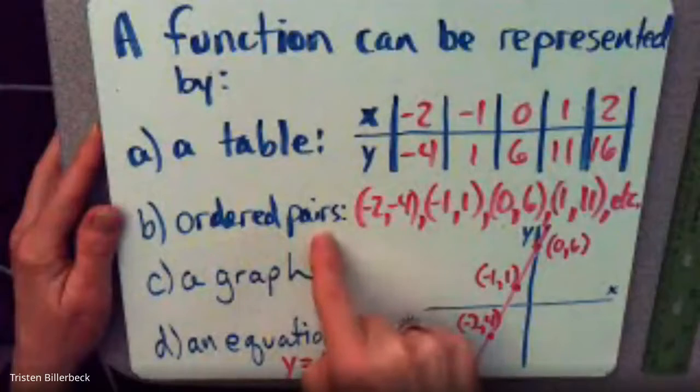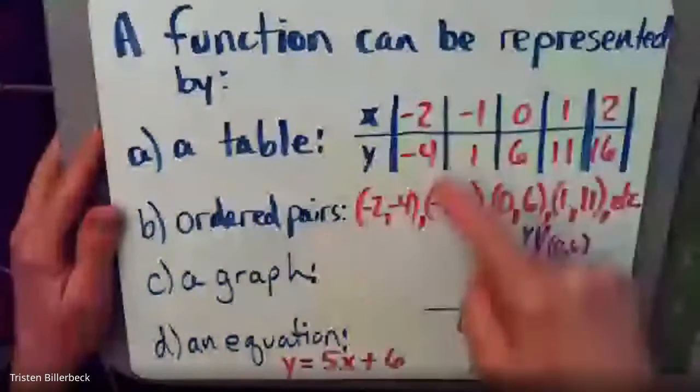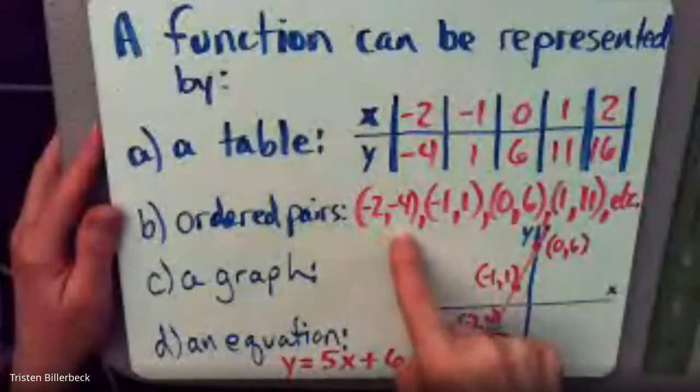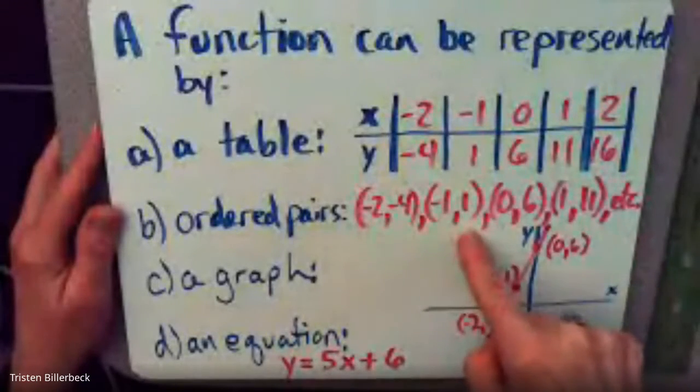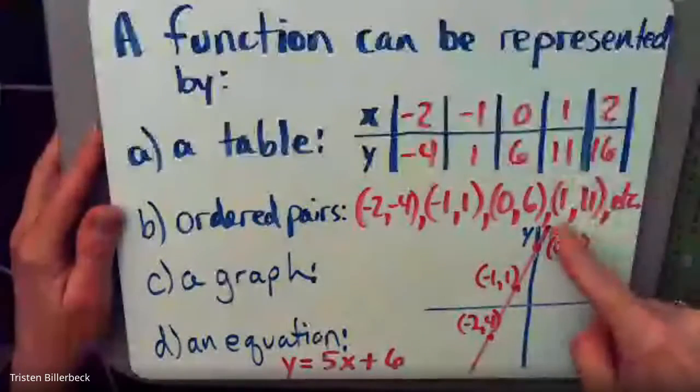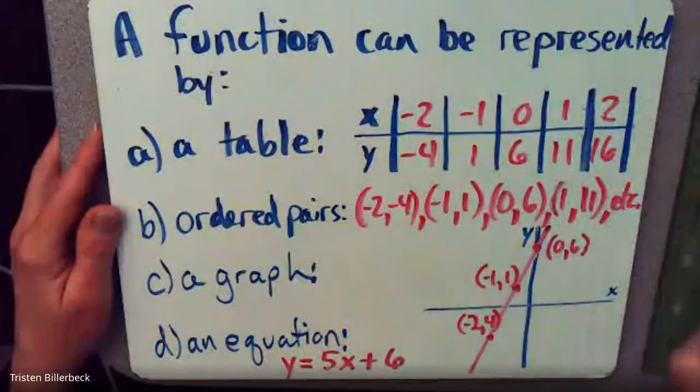So the ordered pairs: I would represent x first, then y. So -2 comma -4, and -1 comma 1, and 0 comma 6, and 1 comma 11, and 2 comma 16. So it goes on like that.